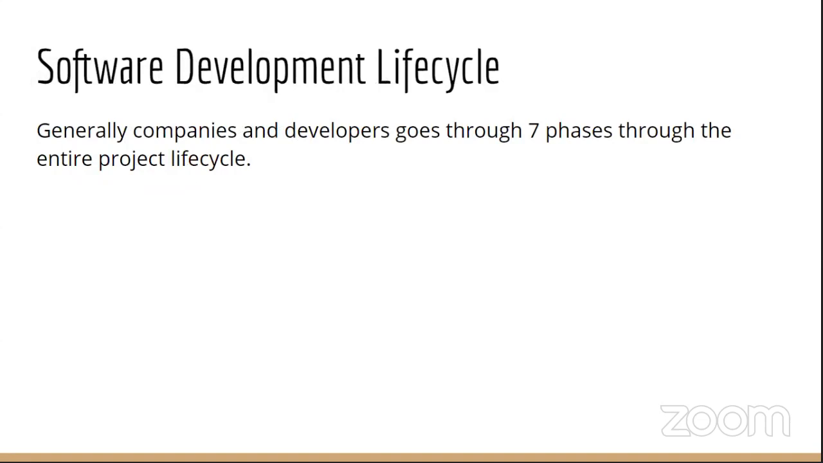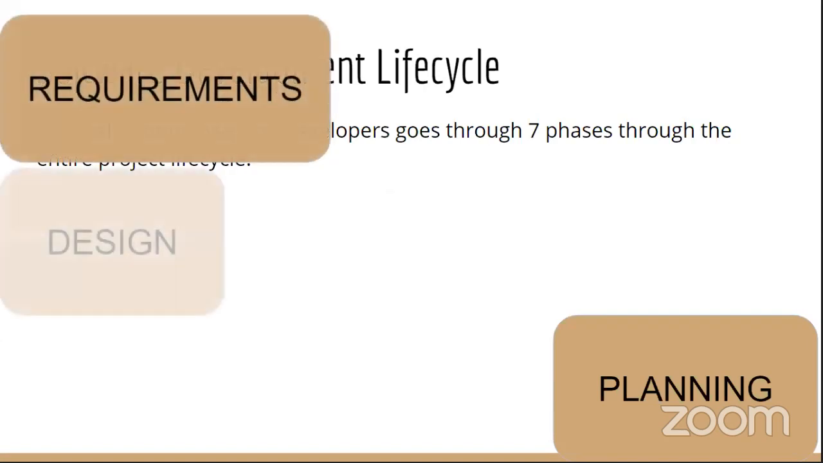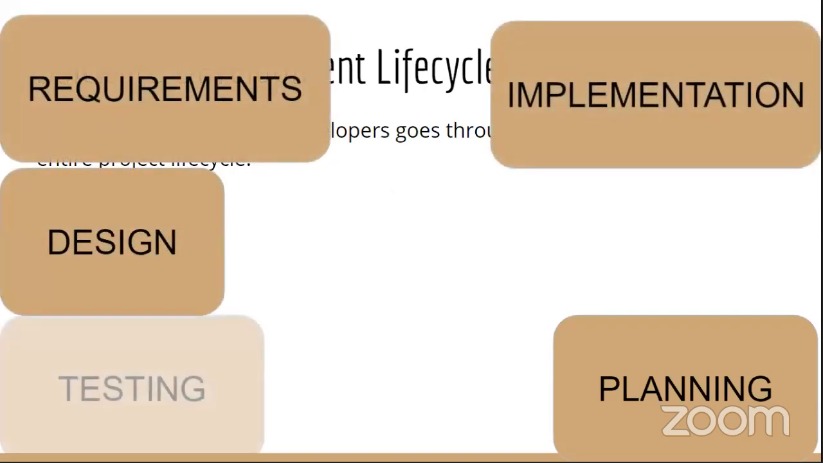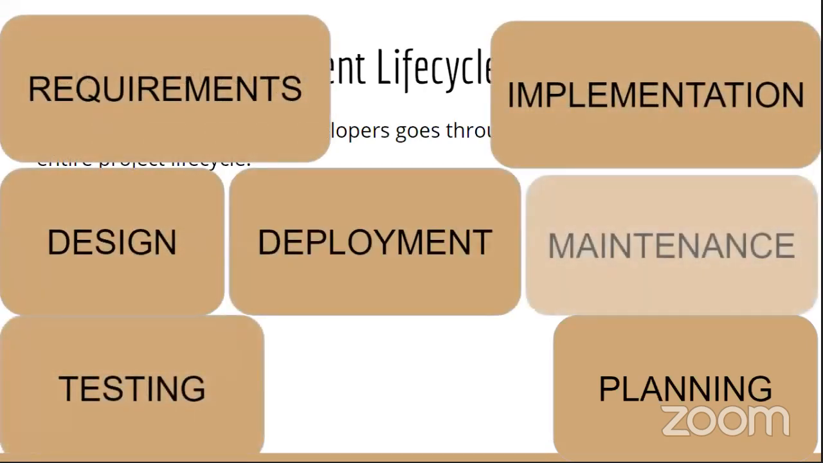Generally, any company, if you work in any big industries, if they are developing software or a project, they will generally follow these 7 phases. One, planning, requirements, design, implementation, testing, deployment, maintenance. These are the 7 basic essential phases that a software development lifecycle goes through in its entire process.